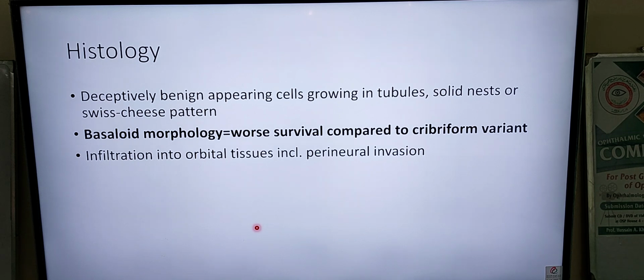It is a malignant tumor, but deceptively, on histology, the cells may be benign appearing, growing in tubules, nests, or Swiss cheese pattern. Basaloid morphology is associated with a poorer prognosis as compared to the cribriform morphology. Since this tumor lacks a capsule, it may infiltrate posteriorly and there may be perineural invasion as well.